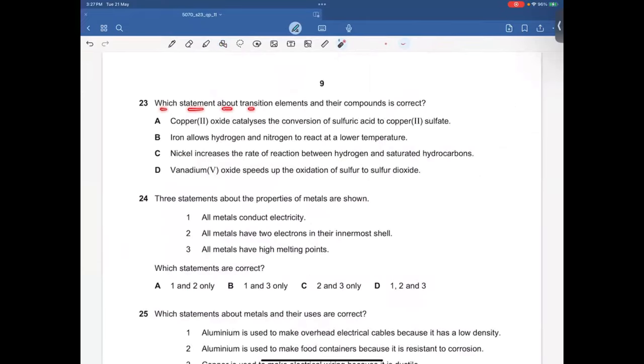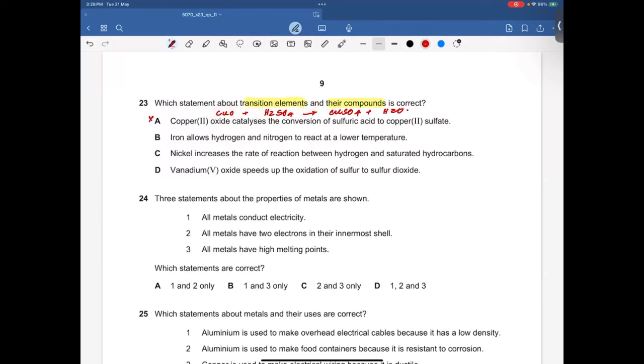Which statements about transition elements and their compounds are correct? So we talk about transition elements and their compounds. Copper 2 oxide catalyzes the conversion of sulfuric acid to copper 2 sulfate. So copper 2 oxide is basically the reagent involved in the reaction. So it is not acting as a catalyst. So option A is incorrect for question number 23.